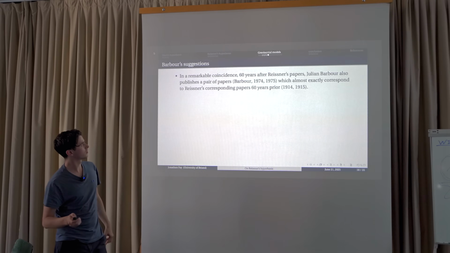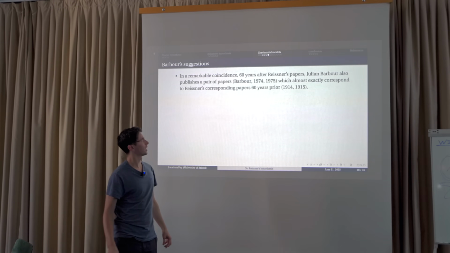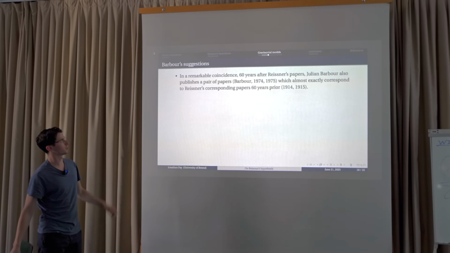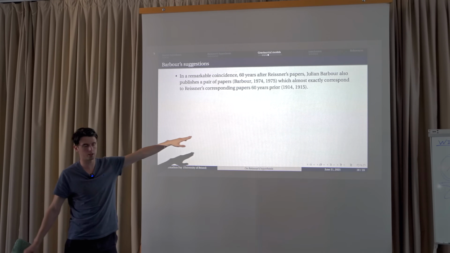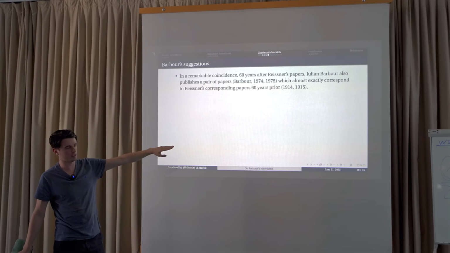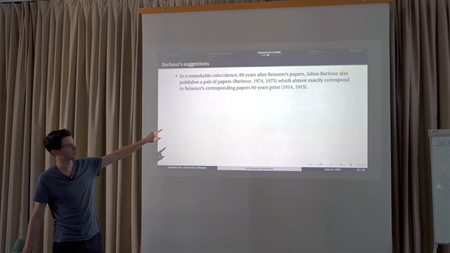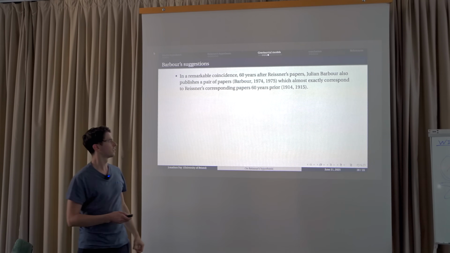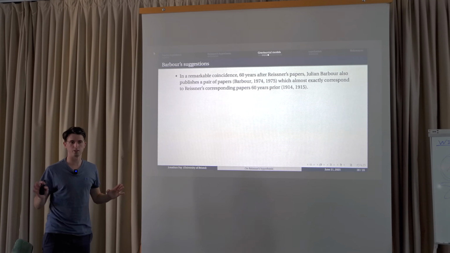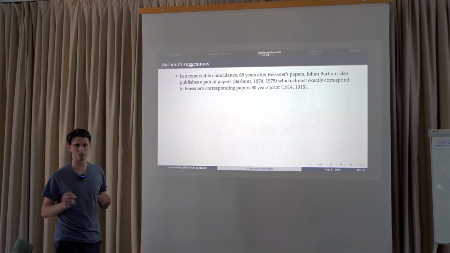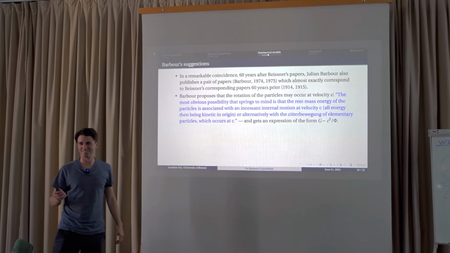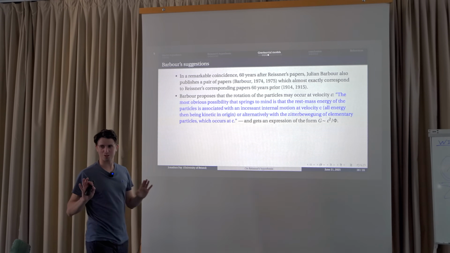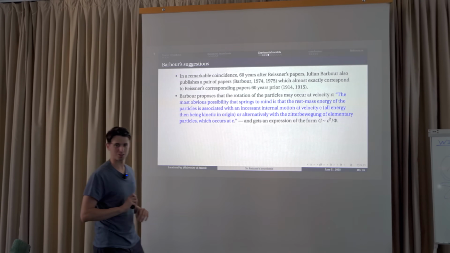So, in a remarkable coincidence, exactly 60 years after Reisner's paper, Julian Barber also publishes a pair of papers in 1974 and 1975, which almost exactly correspond to the papers from 60 years before, from 1914 and 1915. So yeah, this is one of many coincidences, like it being the 111th anniversary. Anyway. Don't worry, I'm not fully schizophrenic. I don't take all those coincidences too seriously.